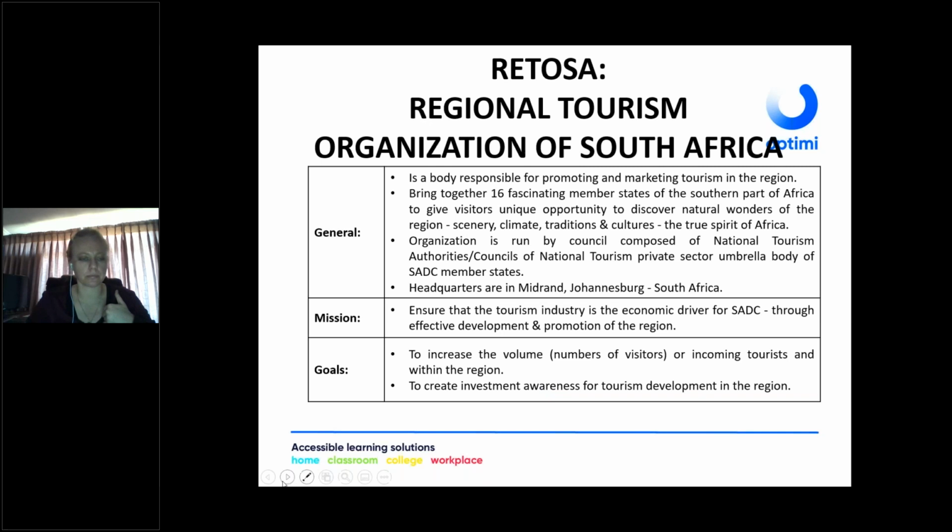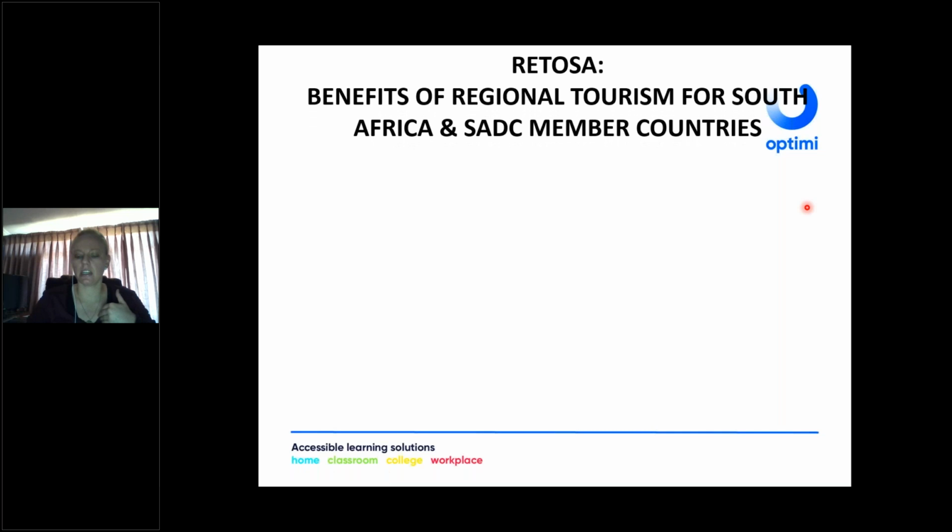Okay, so just before we go on, can I just quickly see a show of hands? Do you all understand what regional tourism is about, or what point we are working towards? In other words, to show you what countries we can get in this region. So just quickly, I want to see a show of hands if all of you understand what we are working towards.